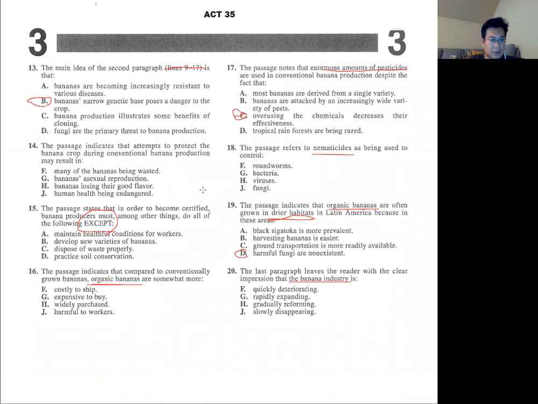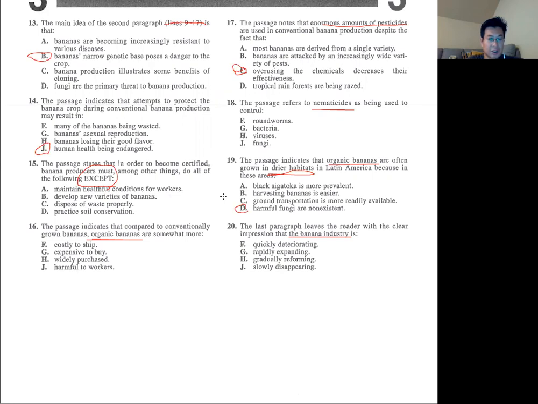The pesticide attempt to protect banana crops during conventional banana production may result in, so too much pesticides we see. That's why 40 times a year, pesticides can kill people, and that's why J, and also other crops and other farming as well. And 15, I said earlier we're going to do it at the end. 16, organic bananas. The passage indicates that conventional growing bananas, organic bananas, are obviously more expensive.